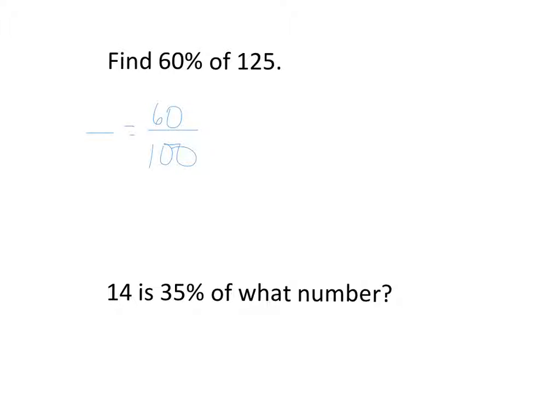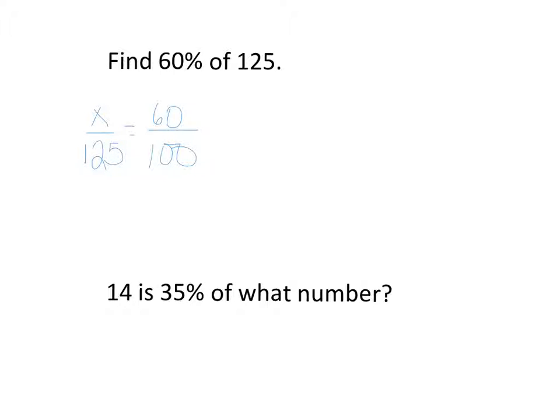Then we have to identify the part and the whole. 125 in this case is going to be our whole amount. It says 60% of the 125. We want to know how much of that 125 makes up 60% of that number.